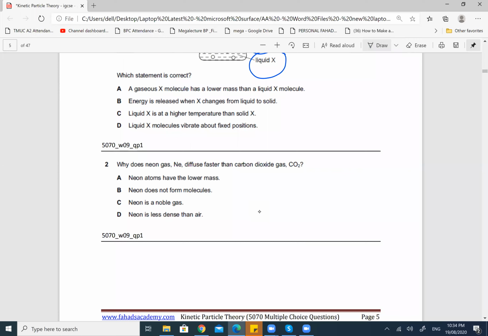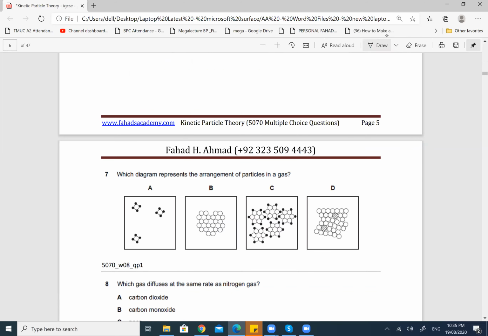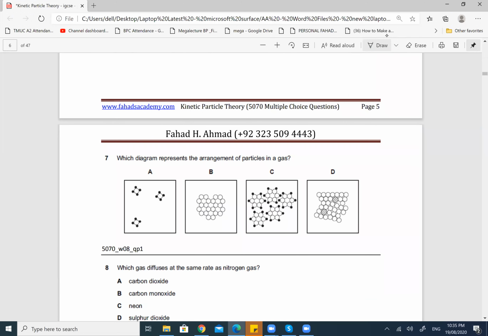Next one. Why does neon gas diffuse? This one is an easy one. Why is neon diffusing faster? Because neon atoms have the lower mass. Answer this one. Which is a gas out of these four? A. Which one do you think is a liquid? C. Okay, that's fine.